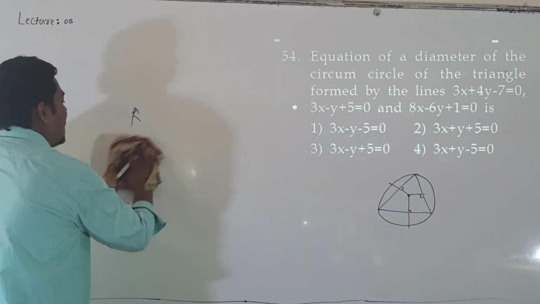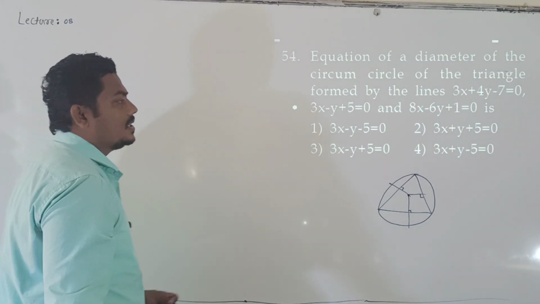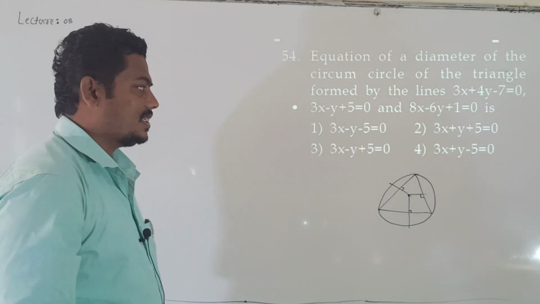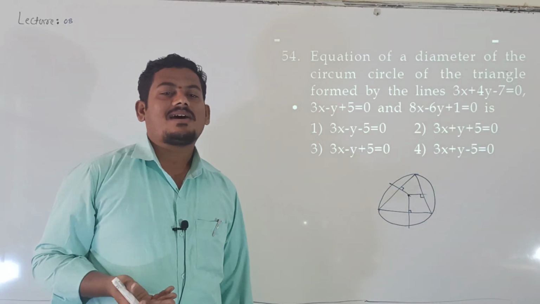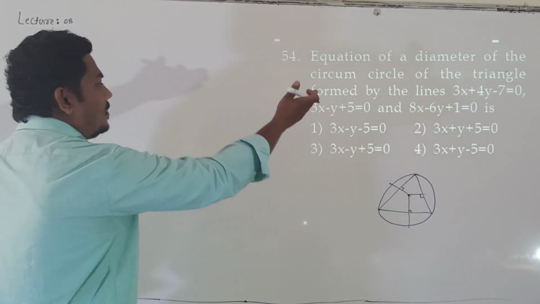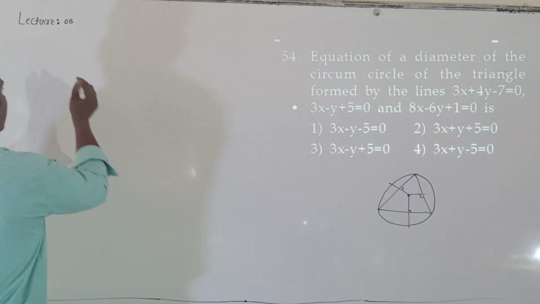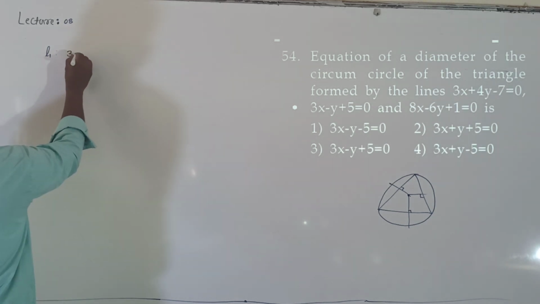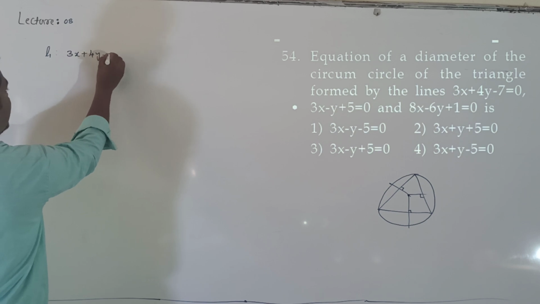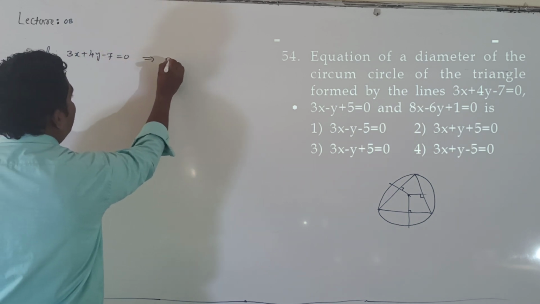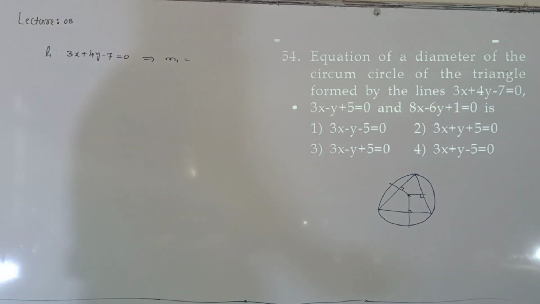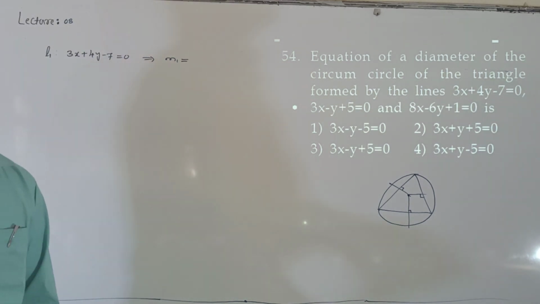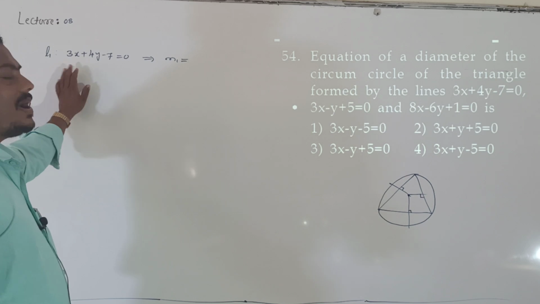Before finding the equation of the diameter of this circumcircle, check whether this triangle is equilateral, right angle or isosceles. Usually the majority of questions are on right angle triangles only. Just find the slope of the first line. Take line 1, L1, whose equation is 3x plus 4y minus 7 equal to 0. What is the slope of line 1? Tell me the M1 value. First conclude whether the given triangle is a right angle triangle or not. Tell me the slope of line 1.